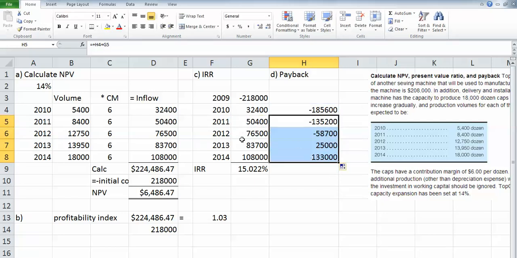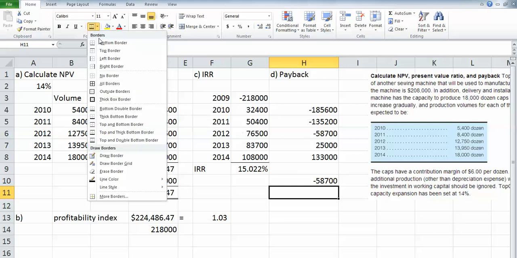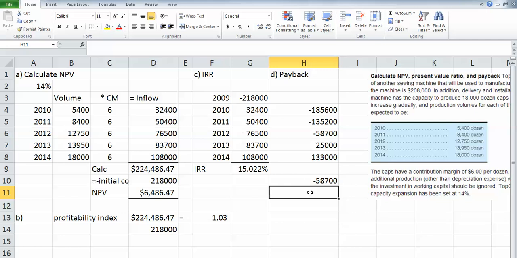Okay. So somewhere between 2012 and 2013 we're going to get a payback because we're finally positive. So the way to calculate how far into 2012 we're going to be before we get all of our money back is we'll go ahead and take that 57,700 and divide it by the amount to be recovered in the following year, which is the 87,700.